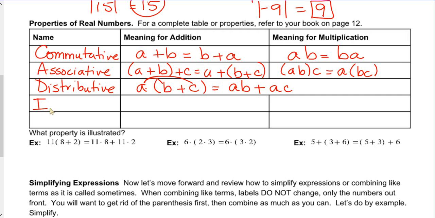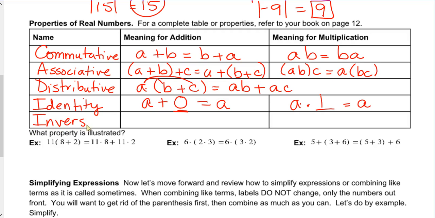Identities. Most people don't really remember the name of this one, but we know how to make this property work. For addition, A plus what number gives back A? That's the identity, and in this case 0 is the identity. For multiplication, A times what number equals A back? In multiplication, that number is 1. Therefore, 0 is the additive identity, and 1 is the multiplicative identity, is what we call that.